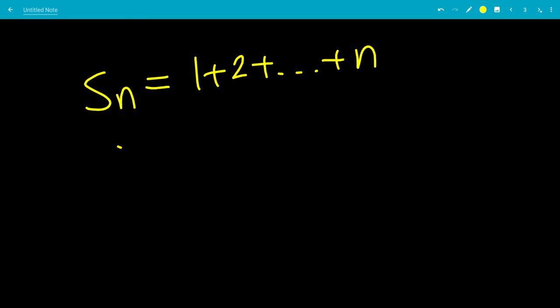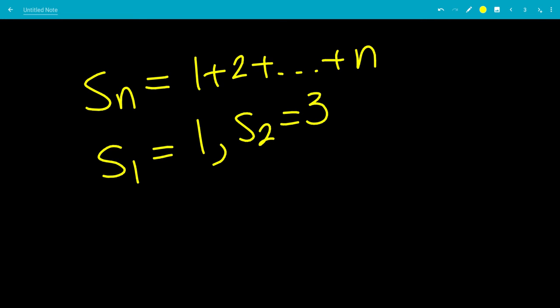The second method, so s of n, so this is 1 plus 2 plus dot dot dot plus n. So let's look at s. So s of 1 is 1. S of 2 is 1 plus 2, which is 3. And s of 3 is 4. Or s of 3 is 6, but we don't need that.